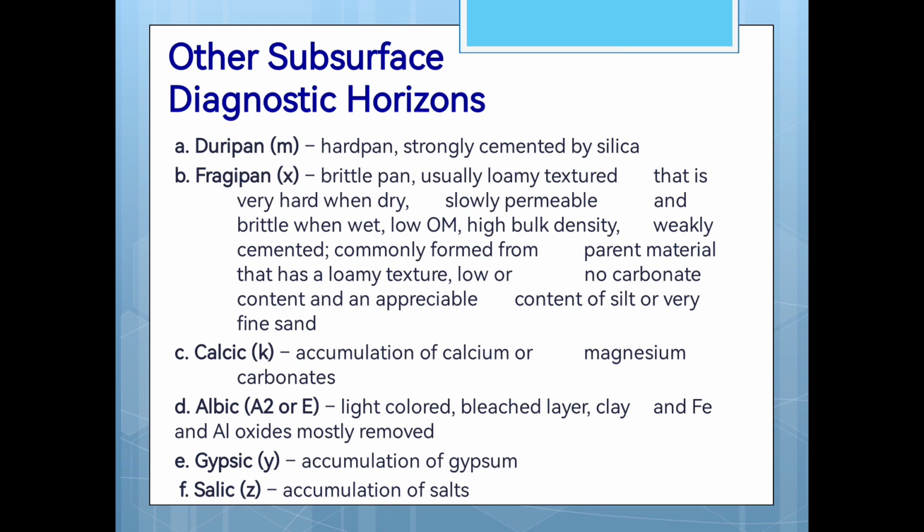So, this information, you can find it mostly from the lower part of the soil, the subsurface of the soil. So, we call them subsurface diagnostic horizons. Mostly in the B or the E horizon. Samantalang dun sa surface horizon, you can usually find it in the A or the O horizon.